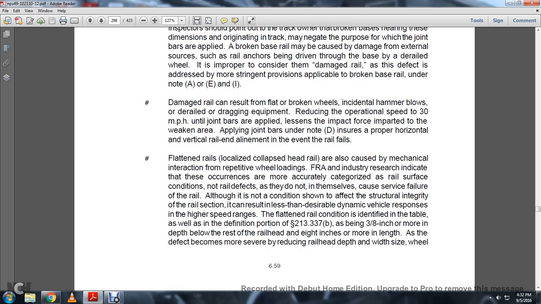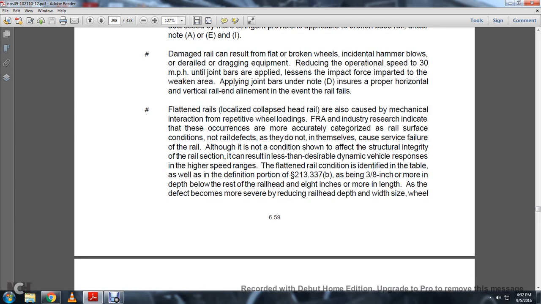Damaged rail can result from flattened or broken wheels, incidental hammer blows, and derailed or dragging equipment. Reducing operational speed to 30 miles an hour until the joint bars are applied lessens the impact of the force imparted to the weakened rail. Applying the joint bars under note D ensures proper horizontal and vertical rail alignment in the event the rail fails. Flattened rails and localized collapsed head rail are also caused by mechanical interaction and repetitive wheel loading.